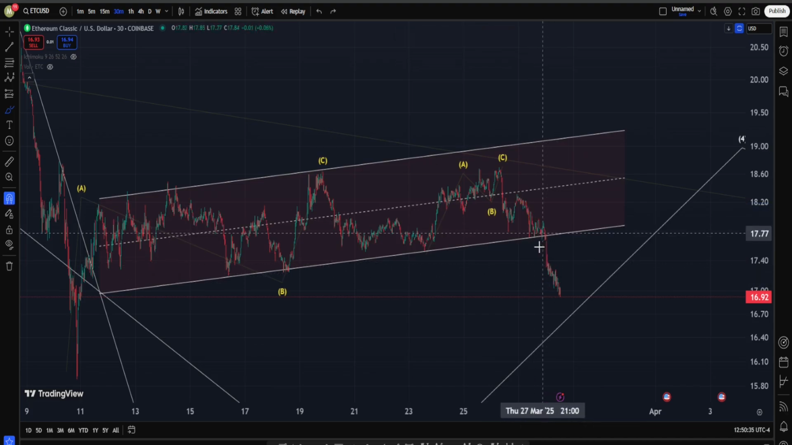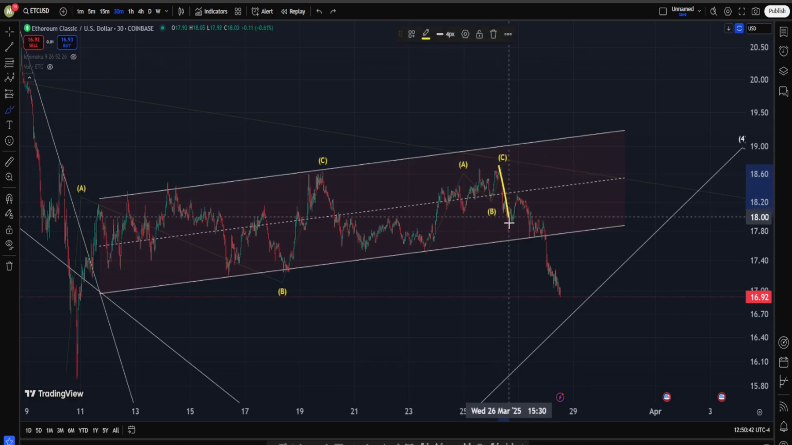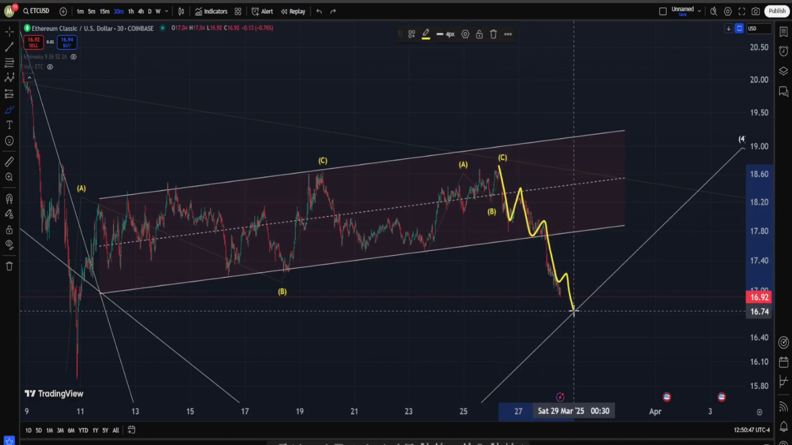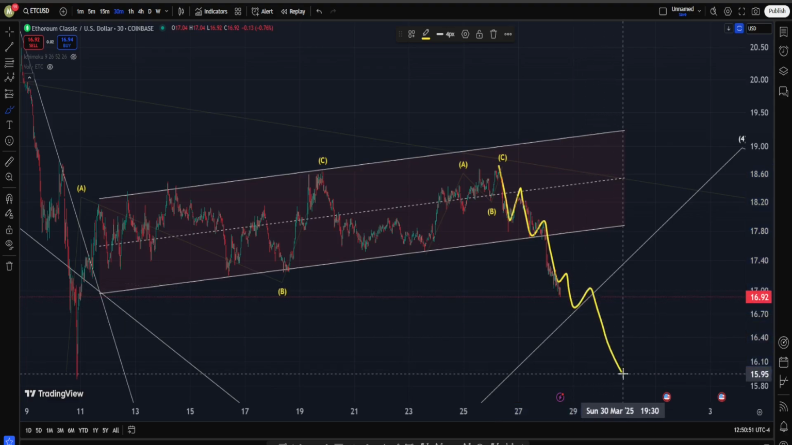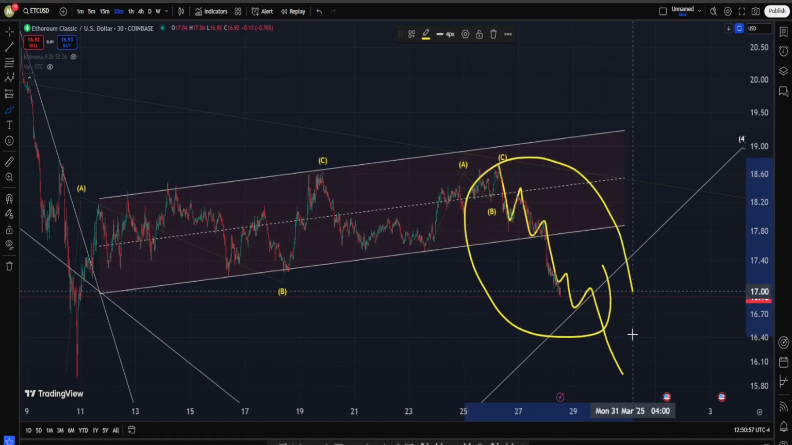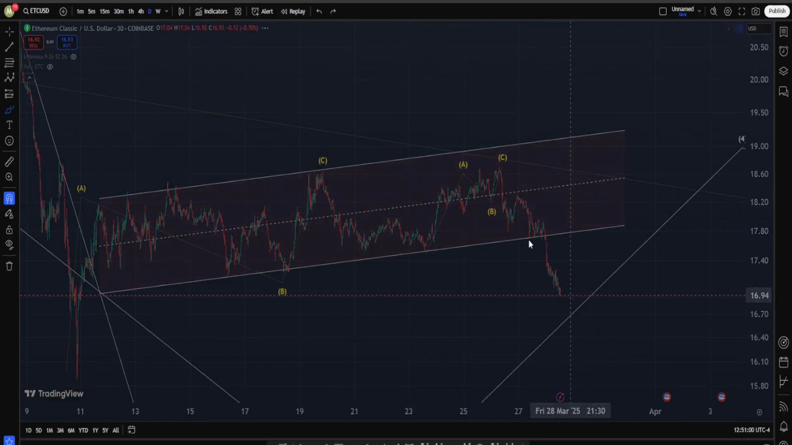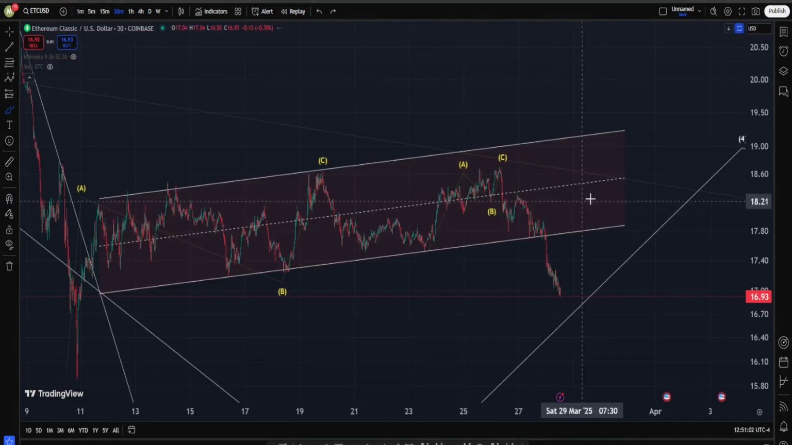Why is that? Number one, the shape of this move to me seems kind of impulsive and makes me say, maybe this is a 1, 2, and then 1, 2, 3, 4, 5 down into wave 3 on a higher degree, corrective movement for 4, and then maybe another move down into wave 5. This is the first reason for why I'm not really liking the current structure in ETC, and I do think we can have some more moves on the downside.